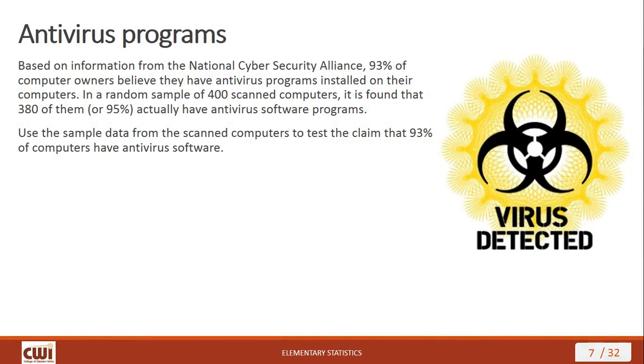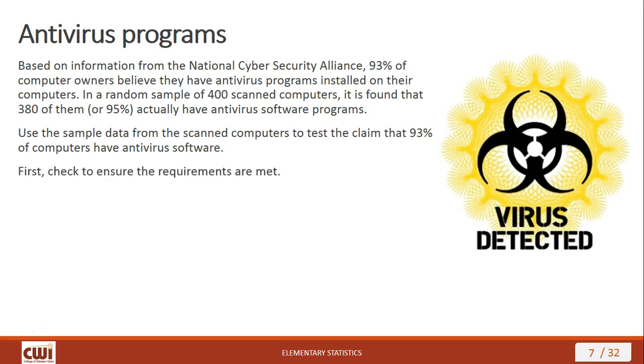Let's look at an example involving antivirus programs. Based on information from the National Cybersecurity Alliance, 93% of computer owners believe they have antivirus programs installed on their computers. In a random sample of 400 scanned computers, it is found that 380 of them, or 95%, actually have antivirus software programs. Use the sample data from the scanned computers to test the claim that 93% of computers have antivirus software.